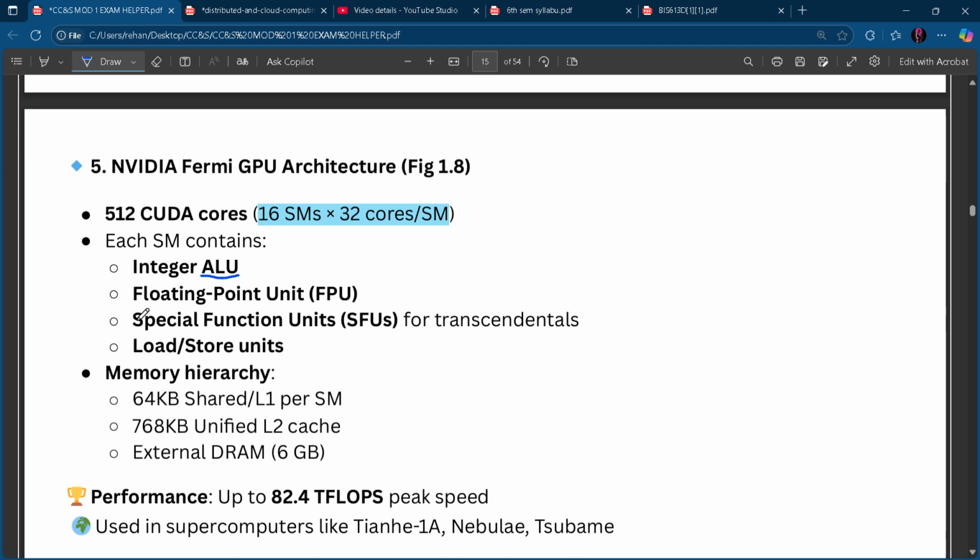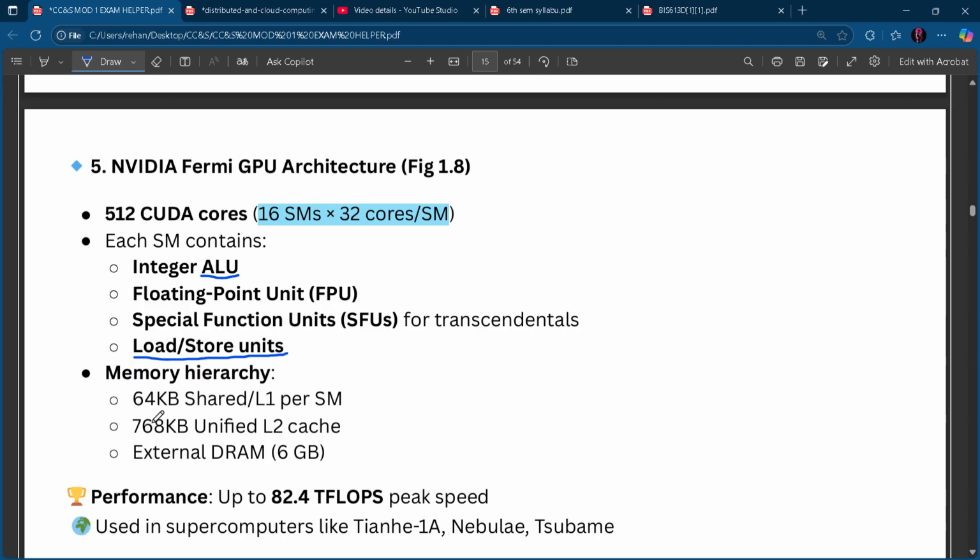How to remember? Arithmetic operations are performed by ALU. Floating point operations, I mean FPU, floating point unit. Special function units, SFUs, for transcendentals, and load store units, LD/ST. This is what a multiprocessor contains.